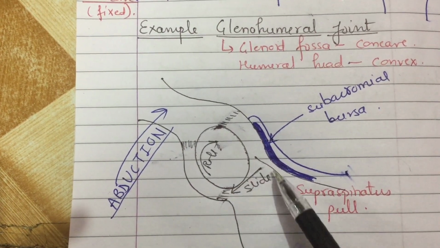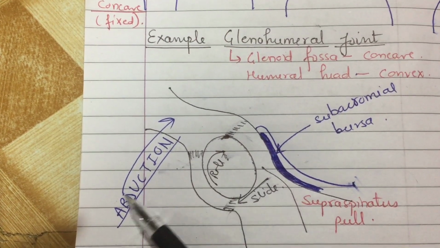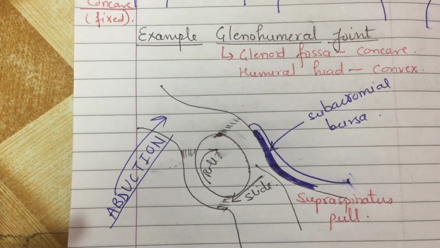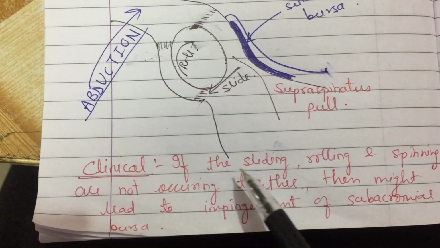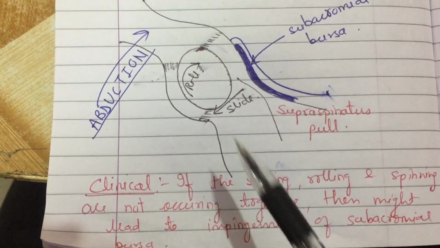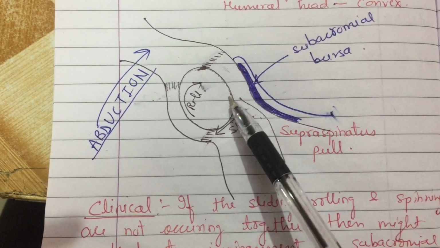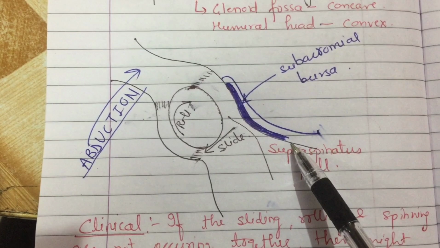So if you can see, this is a concave surface and this is a convex surface. So whenever we are moving in the upward direction, this is going in the downward direction. What is the clinical relevance of this is basically, if these three movements do not occur together and if the sliding does not happen in the opposite direction, then it can lead to impingement of the structure known as the subacromial bursa.